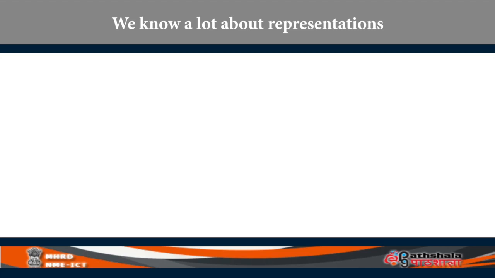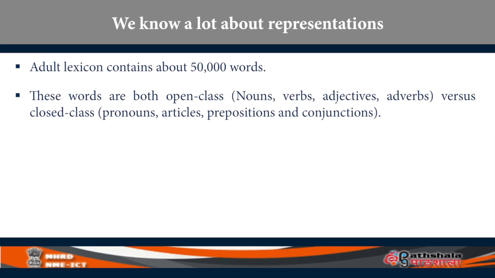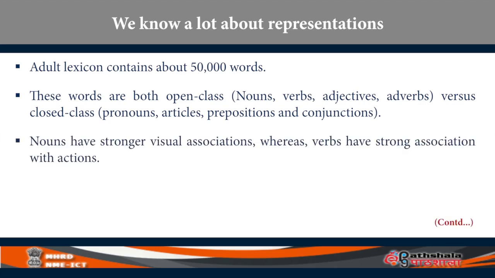We know that most adults have a lexicon of at least 50,000 words. Whatever language you are speaking, each mental lexicon will have at least 50,000 words. And these words can be classified into open class, which are nouns, verbs, adjectives, adverbs, versus closed class, which are pronouns, articles, prepositions, conjunctions. Nouns have strong visual associations because a noun usually depicts an object. An object has a size and shape and color. Verbs have strong association with actions.